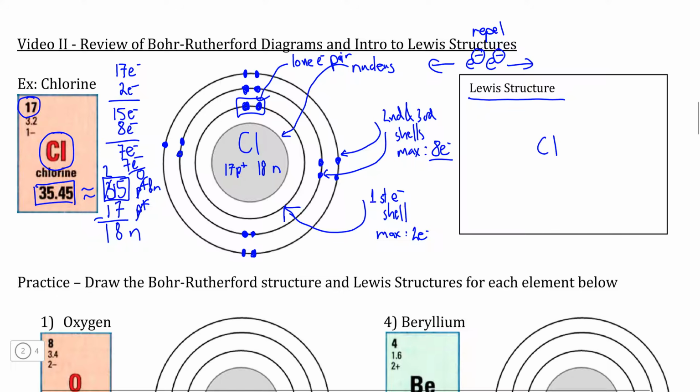And Lewis structures only show 2 details of the element. Number 1 is the chemical symbol. This represents the nucleus here. No protons needed, no neutrons needed, just the chemical symbol.